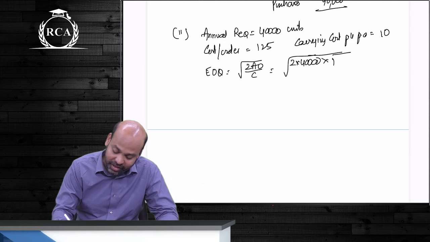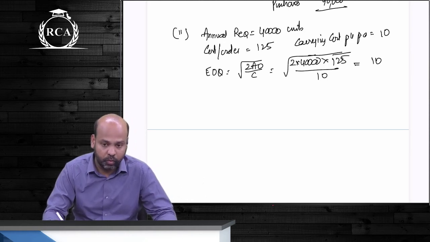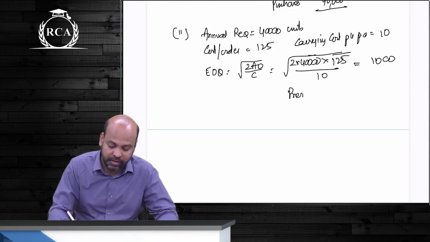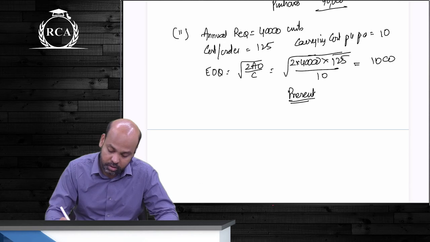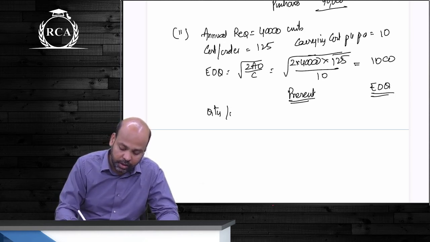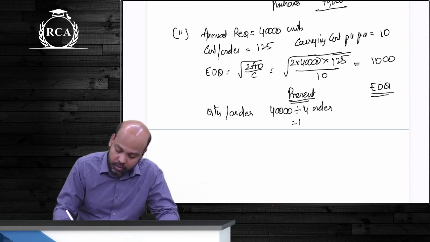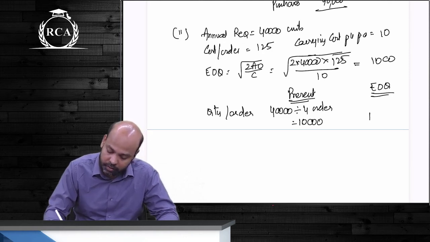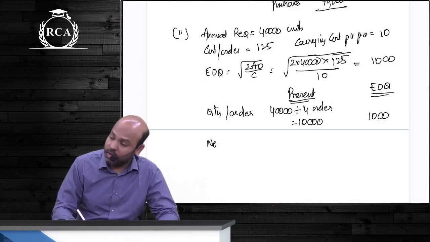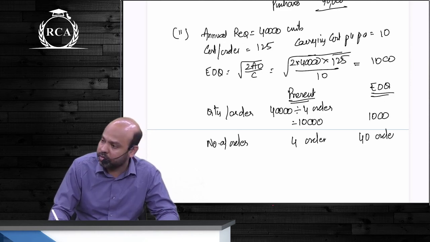2 into 45,000 into 125 divided by 10, guys. How much is your EOQ? 1,000. Now you have to present two cost statements, guys. One is present, one is EOQ. In present, what is the quantity per order? 40,000 divided by 4 orders, 10,000. Here 1,000. Number of orders: 4, and here 40 orders.